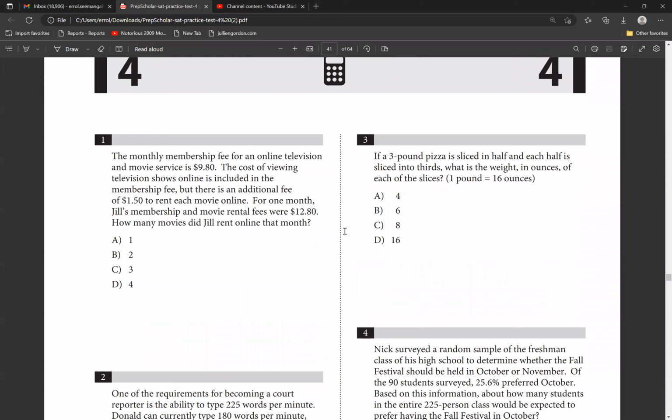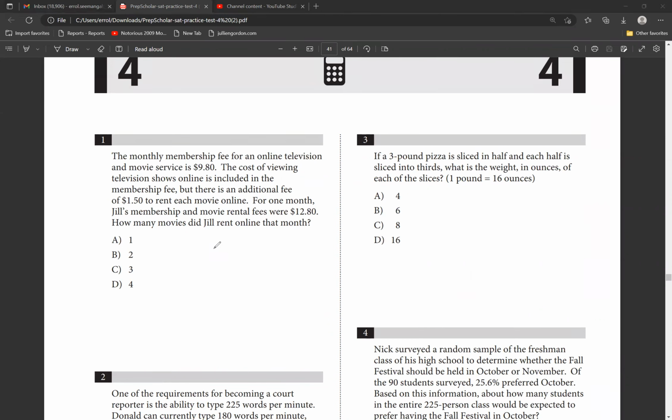The monthly membership fee for an online TV and movie service is 980. The cost of viewing TV shows online is included in the membership fee, but there's an additional fee of 150 to rent each movie online. For 1 month, Jill's membership and movie rental fees was 1280. How many movies did Jill rent online last month?